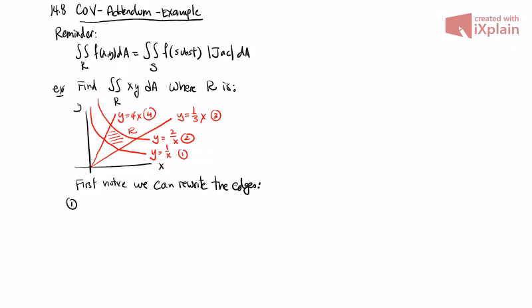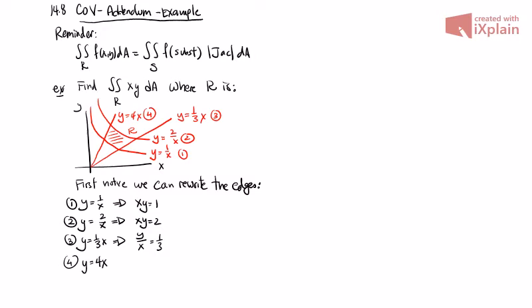So 1, y equals 1 over x, I'm going to write as xy equals 1. 2, which is y equals 2 over x, I'm going to rewrite as xy equals 2. 3, which is y equals 1/3 x, I'm going to write as y over x equals 1/3. And 4th, y equals 4x, we'll rewrite as y over x equals 4. If you look, these are sort of in 2 pairs, and they suggest a substitution.